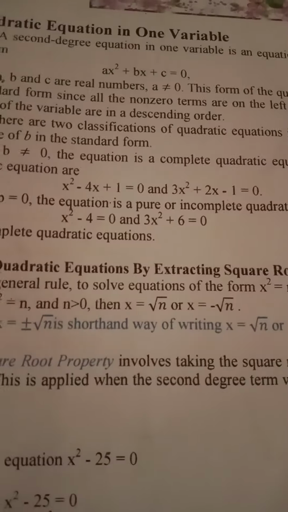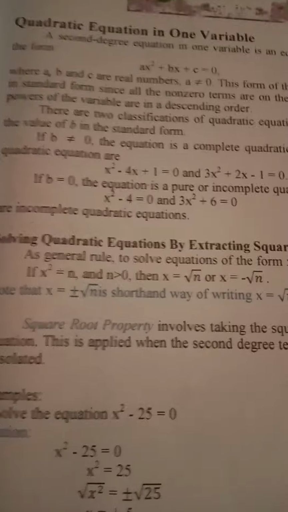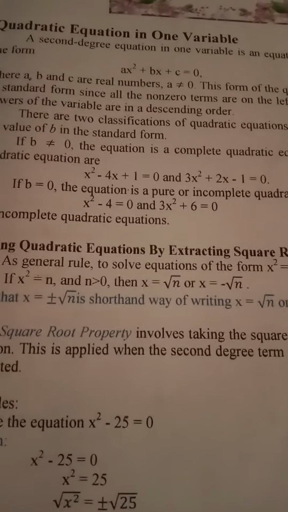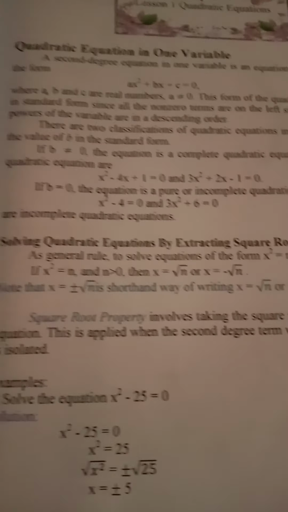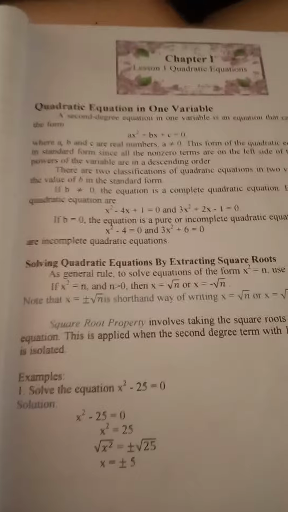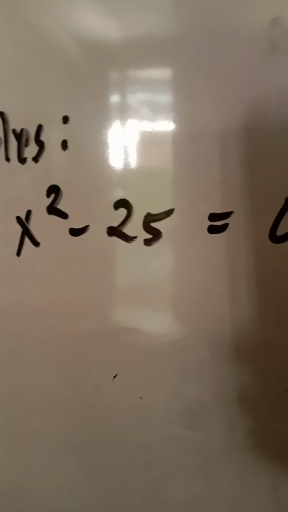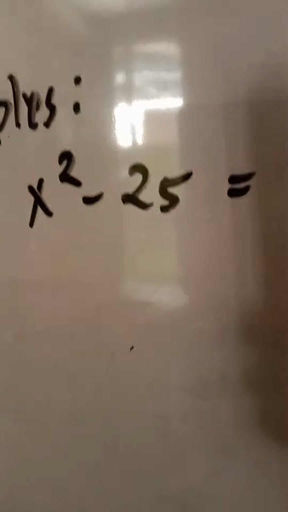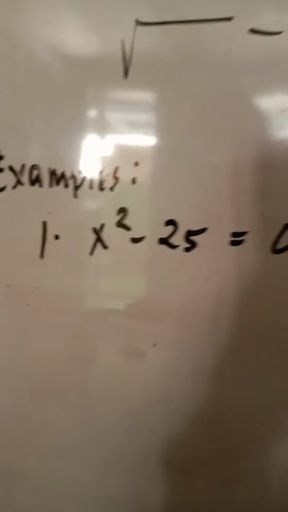This is applied when the second degree term with a coefficient of 1 is isolated. So let's look at solving quadratic equations by extracting square roots. Let's have example number 1. Solve the equation x squared minus 25. Extracting square roots involves taking the square root of both sides.